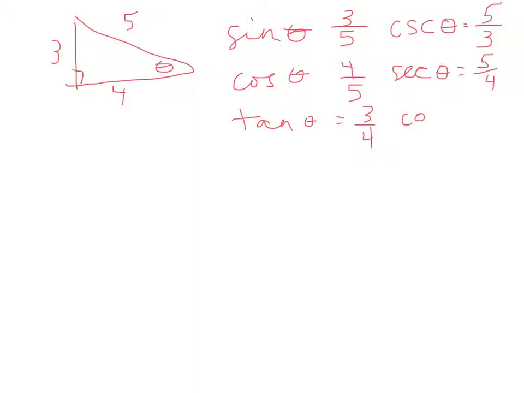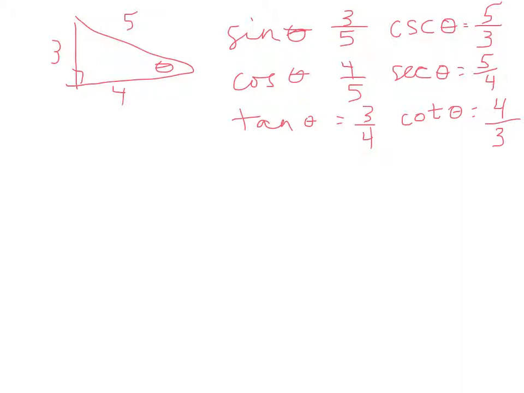And cotangent is the reciprocal of tangent, or adjacent over opposite. So once you have sine and cosine, technically, you could get all the other 6. All you need is sine and cosine, and you can get all 6 of them. But you've got to memorize that relationship.